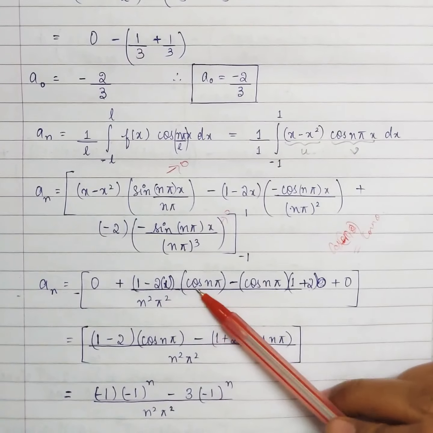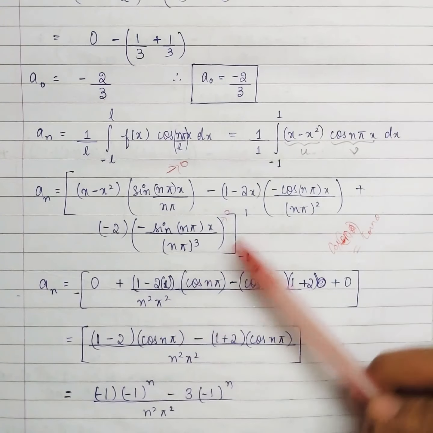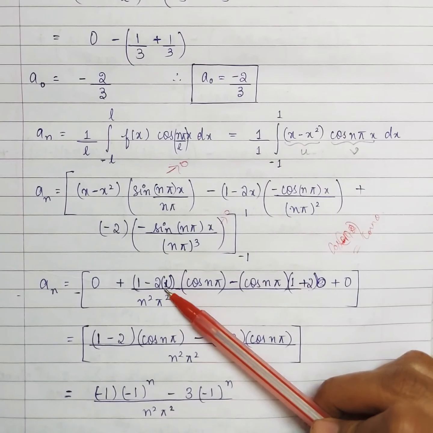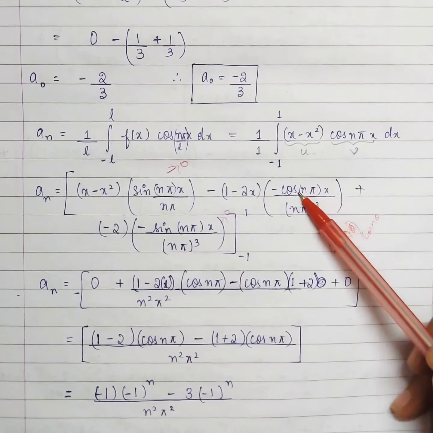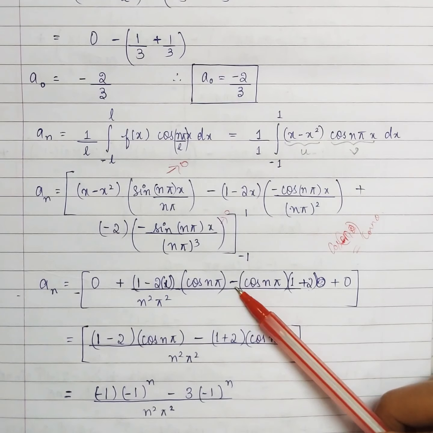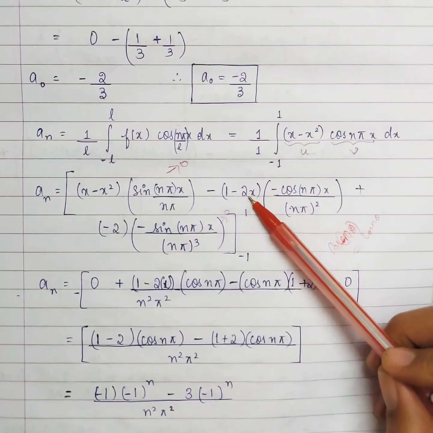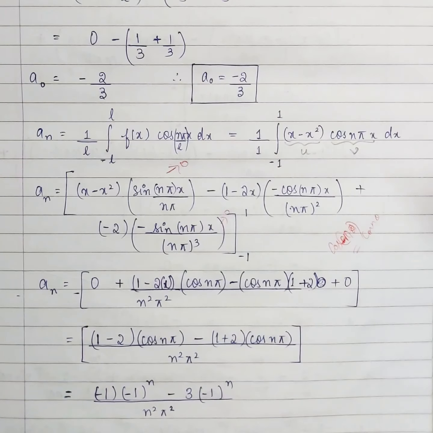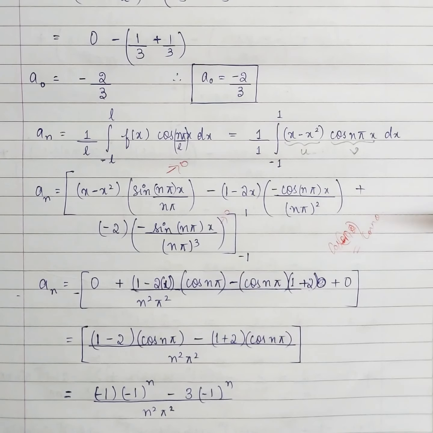Yeah. So this is what I was talking about. So we will apply the upper limit here: 1 minus 2 into 1. You will get this cos n pi. And then when you are applying the lower limit, cos n pi into minus 1 is nothing but plus cos n pi. This negative sign is for the lower limit. Before applying the lower limit, we write upper limit minus lower limit, that negative sign. And again 1 minus 2 into minus 1, so it will become 1 plus 2. That's what I explained. And then it's just simplification.